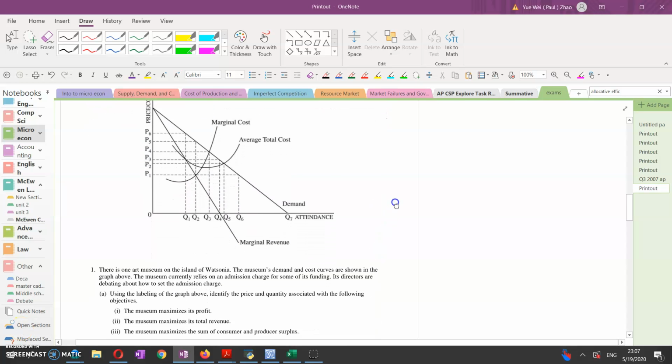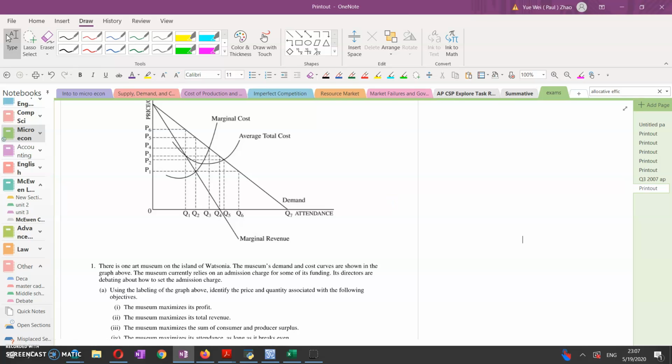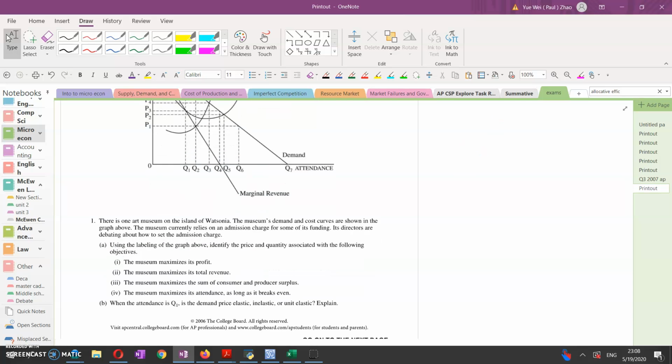Hello, I'm doing question 1 of the 2006 AP exam for microeconomics. This one is about the only art museum on the island of Watsonia. The museum's demand and cost curves are shown in the graph above. The museum currently relies on an admission charge for some of its funding, and its directors are debating about how to set up the admission charge.